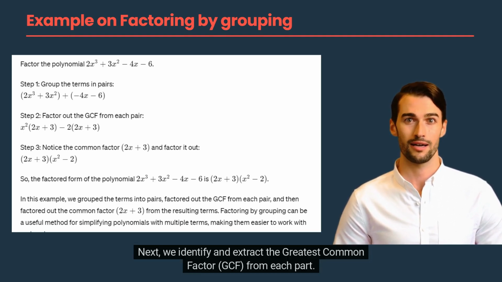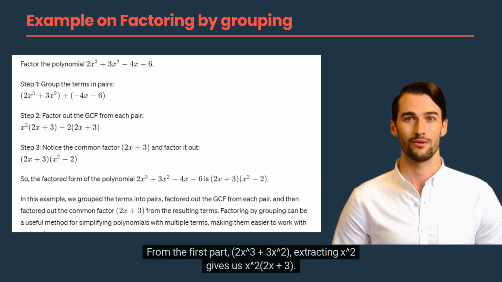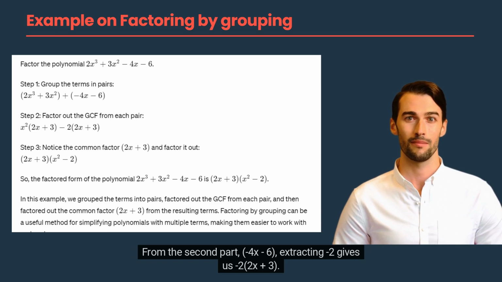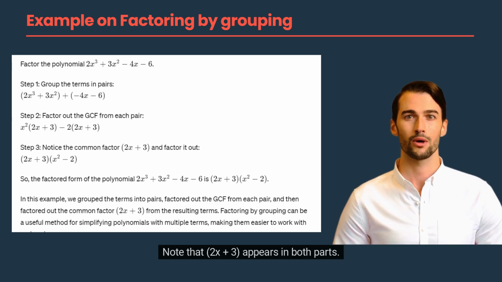Next, we identify and extract the greatest common factor, GCF, from each part. From the first part, 2x^3 + 3x^2, extracting x^2 gives us x^2(2x + 3). From the second part, -4x - 6, extracting -2 gives us -2(2x + 3). Note that 2x + 3 appears in both parts.